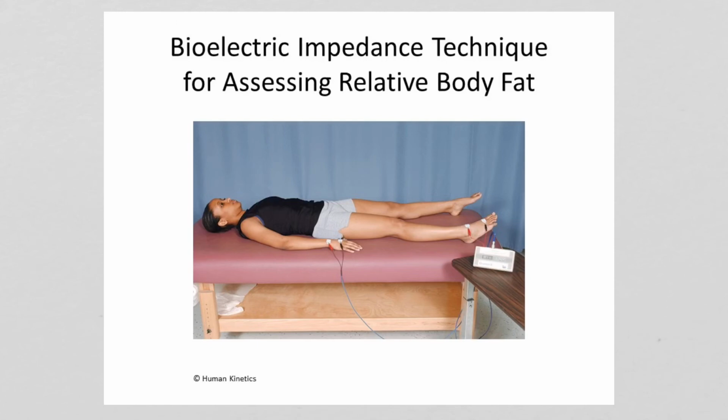The error rate for this is a little higher than with underwater weighing or air plethysmography. For BIA, it's about 3.5% to 5%, whereas for underwater weighing, only 2 to 2.5%, and air plethysmography is about 2.2 to 3.7% error.